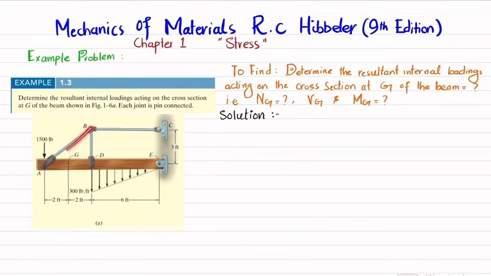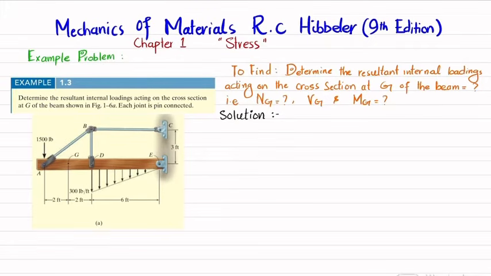So you can see this is the structure and this is the beam. Clear? This is the pin joint. So you have to determine the resultant internal loading at point G. And there is a point load at point A which is 1500 pound. So we will find the normal force at point G, shear force at point G and moment at point G. So let's start with the solution.